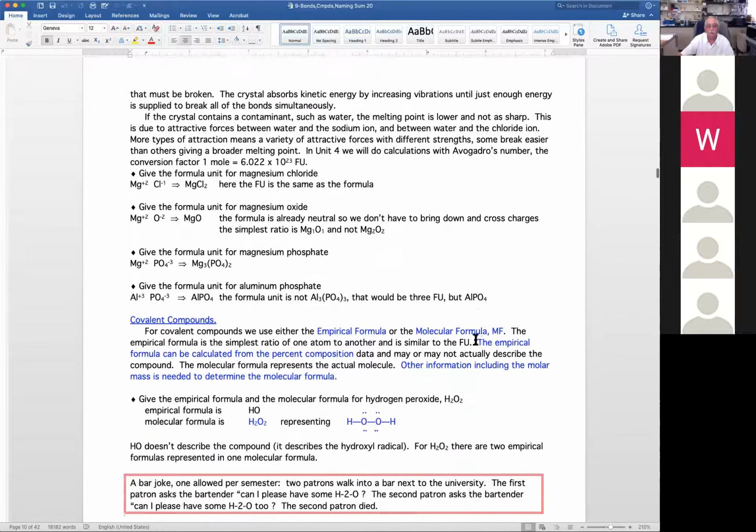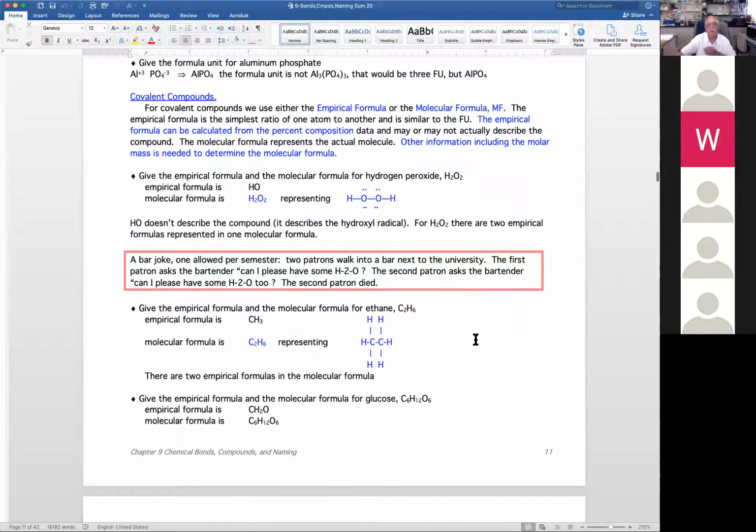And we do a similar thing with covalent compounds. We have the empirical formula, which means that it came simply from the data. And the molecular formula is from further data that tells us how big the molecule is, or what atom is bonded to what atom. So the molecular formula is the thing that actually exists. Empirical formula may or may not exist, but it's similar to formula unit. It's simply the lowest ratio of one to the other.